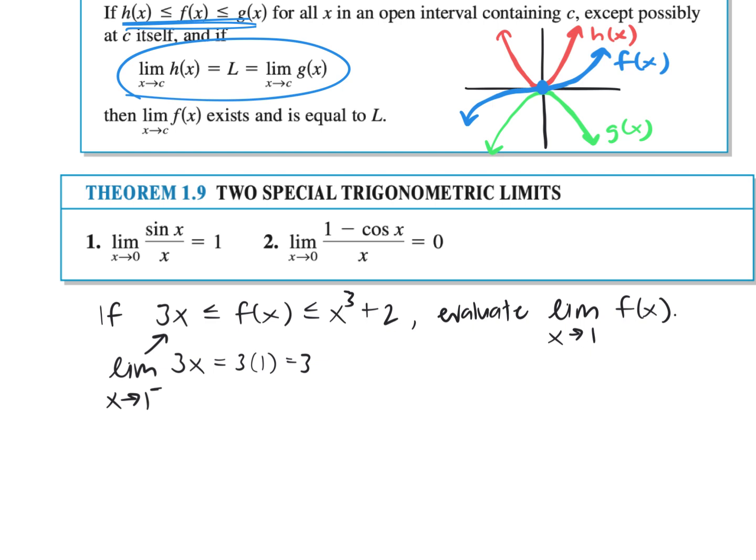Now I'm going to do the exact same thing, but for the right-hand limit. If the right-hand limit is also 3, then I know that the limit as x approaches 1 of our f of x function has to also be 3 based on the squeeze theorem. So the limit as x approaches 1 from the right of the other function would equal 1 cubed plus 2, which is also 3.